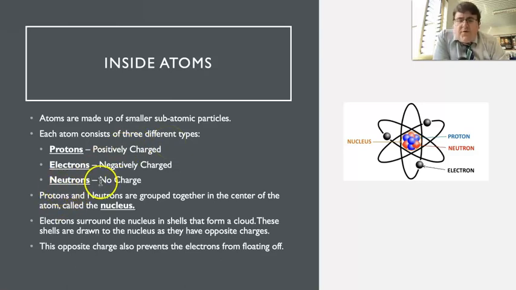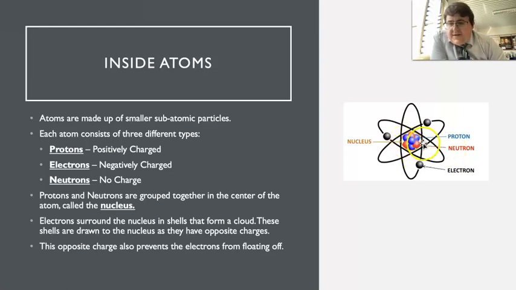Neutrons, neutral, no charge. Whereas electrons, the last one remaining, we've done positive, we've done no charge. Electrons are negatively charged. So what you end up with in here is, much like in biology, we've got the centre here. It's got protons and neutrons in the centre, because together they're inside the nucleus of the atom. So inside the nucleus of the atom, we have protons and neutrons. Protons, positively charged. Neutrons, neutral charge.